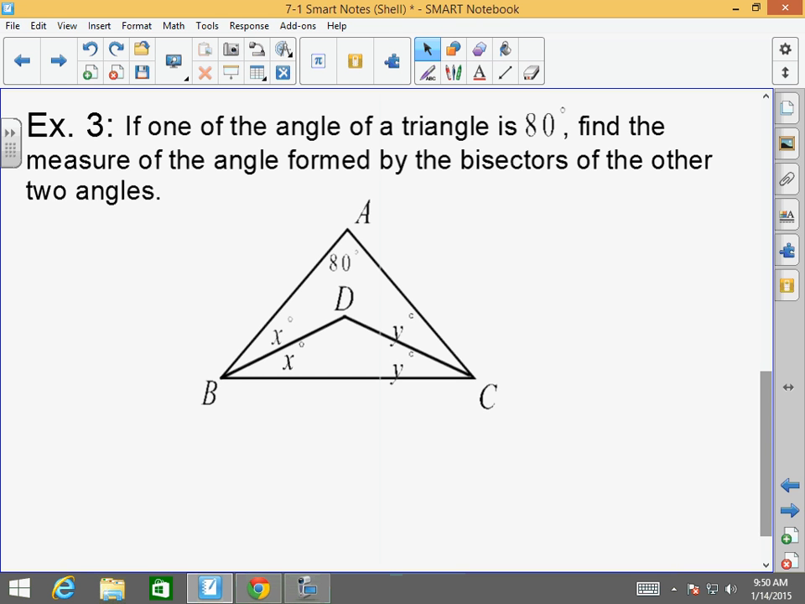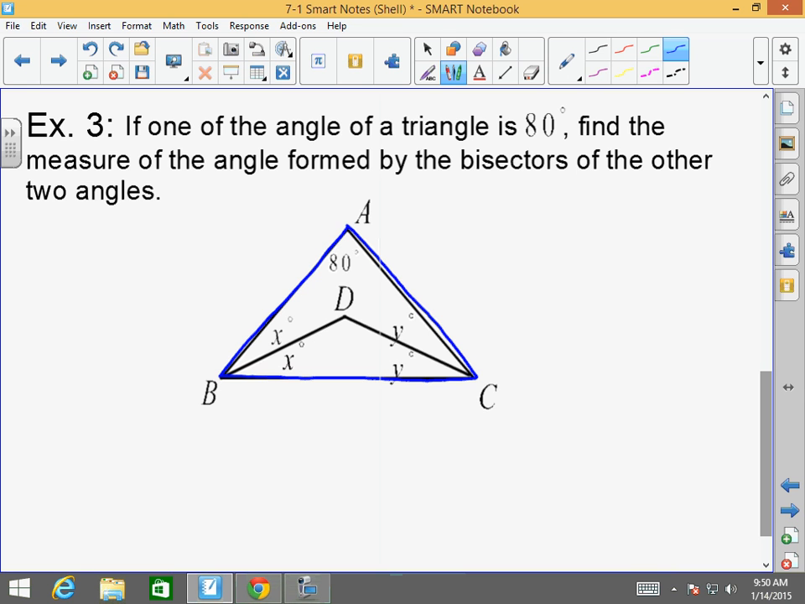Okay. Let's think about it like this. This is one whole triangle, correct, my brothers? You cannot assume. No one said that AB and AC are congruent. No one said the triangle ABC is isosceles. So that's where your error came. But at least you're thinking. I'm proud of you.